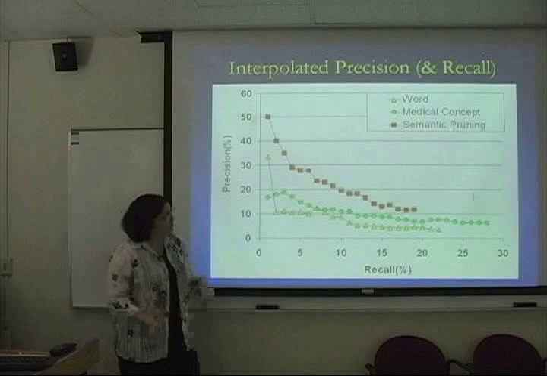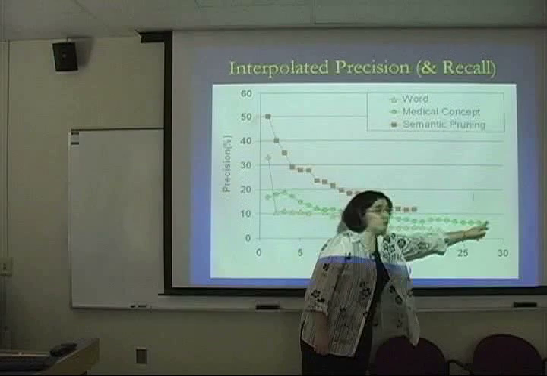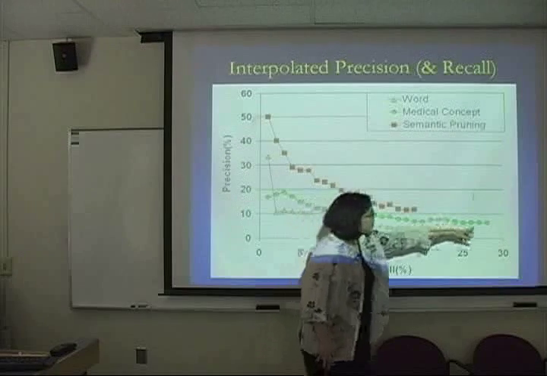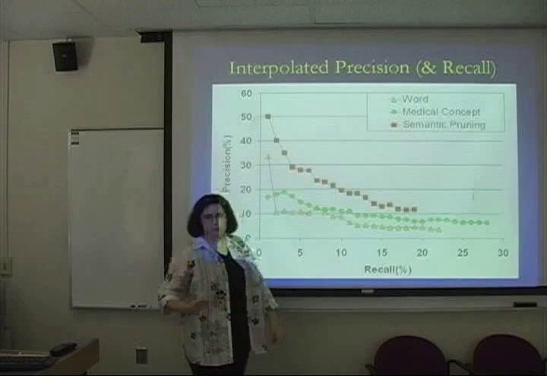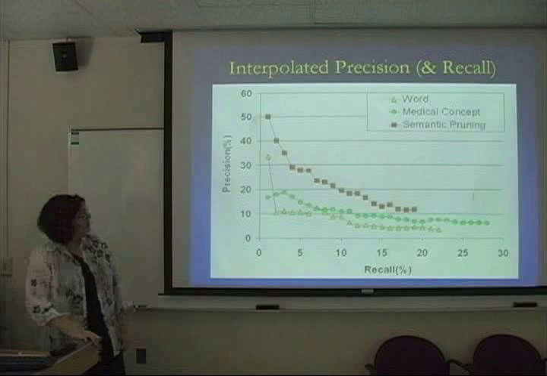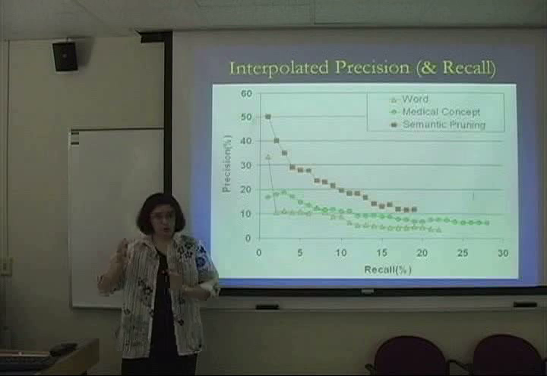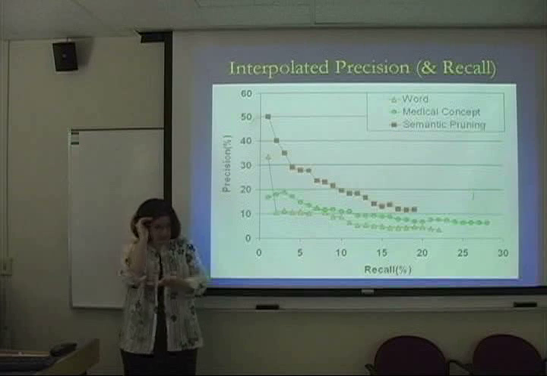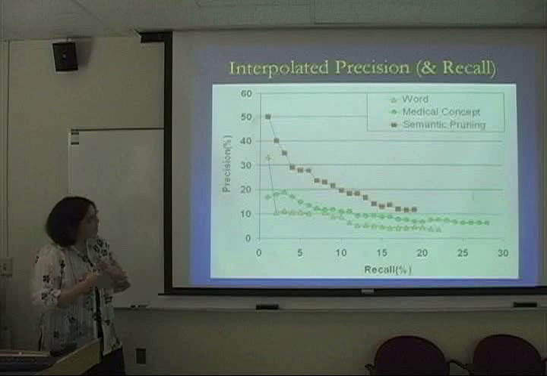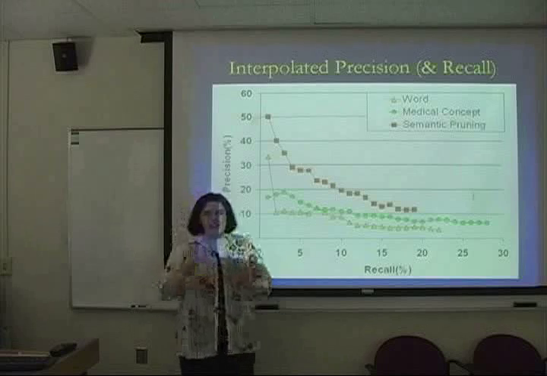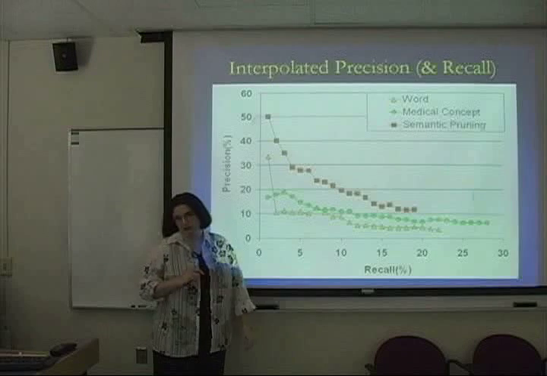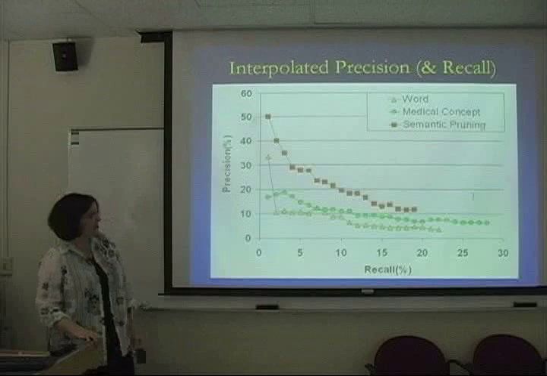concepts. You can also see here that the medical concepts were able to retrieve more information than the semantically pruned approach. So what this is telling you is that if you've got a short amount of time and you want the list that you're looking at to be correct, then the semantic pruning is going to be the right choice for you. But if you want to make sure that you get every single connection out there, then maybe you want to use a medical concept representation instead.